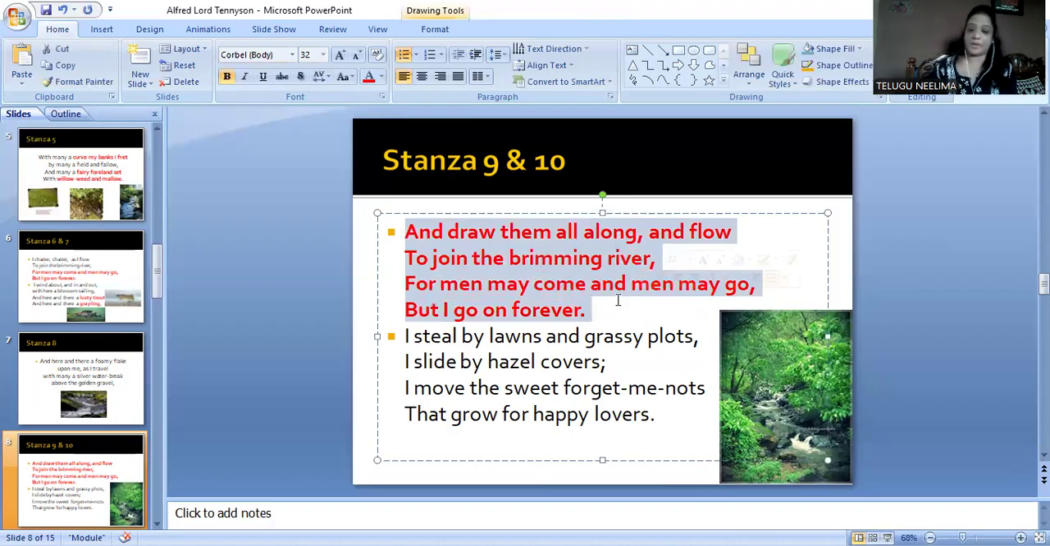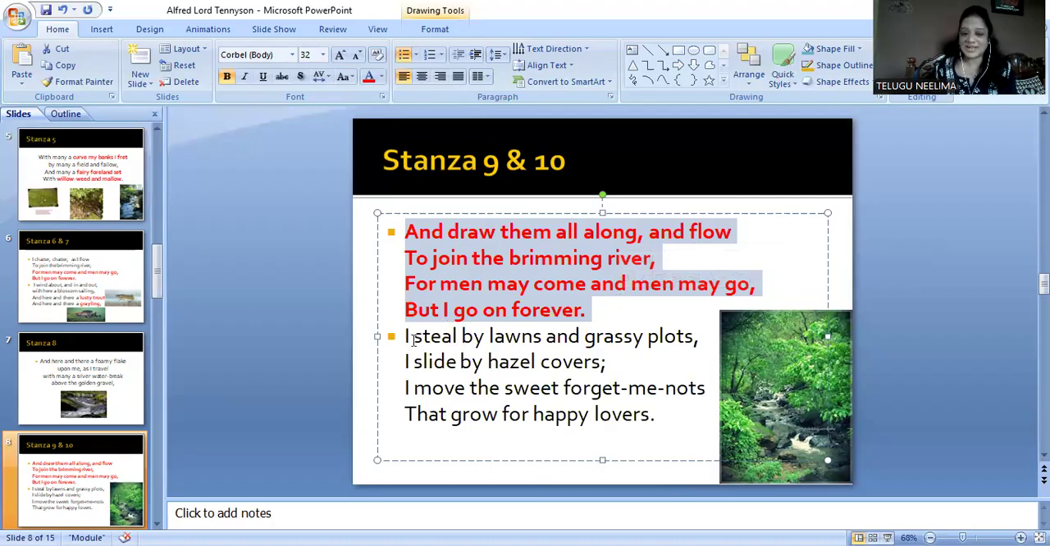For men may come and men may go, but I go on forever. This is once again a repeated version. Now, again, my final destination is all about joining the brimming river. And again, it's trying to tell that men may come and men may go, but I go on forever.